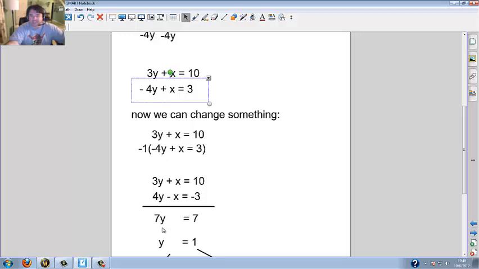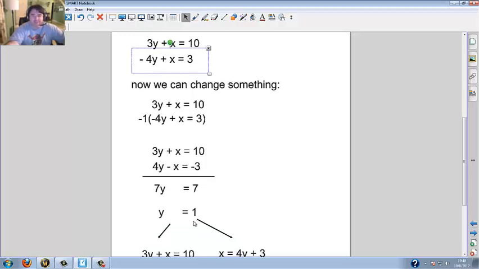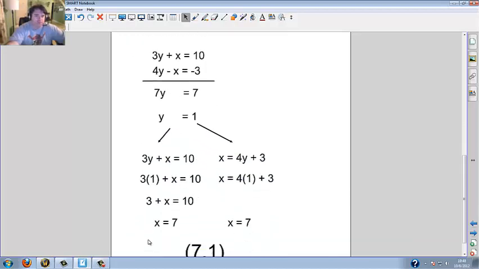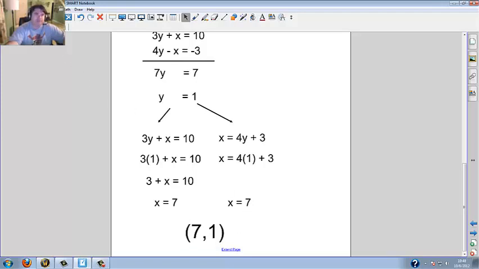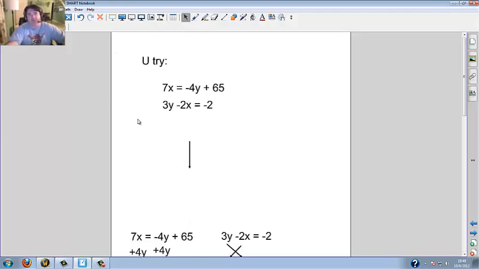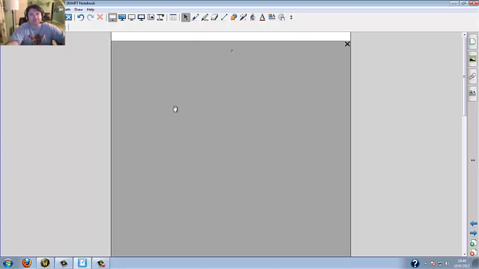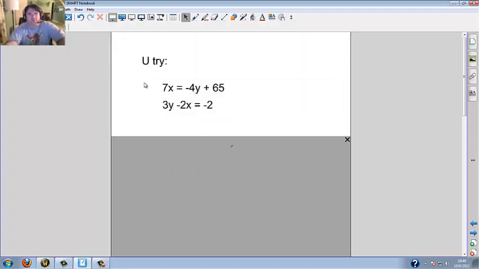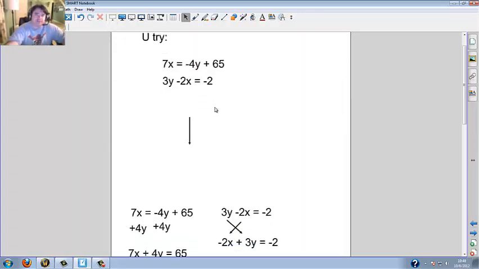3y plus 4y is 7y. 10 minus 3 is 7. y equals 1. There you have it. You try. Go ahead and you try. Hopefully you paused and tried. Let's see what you did.